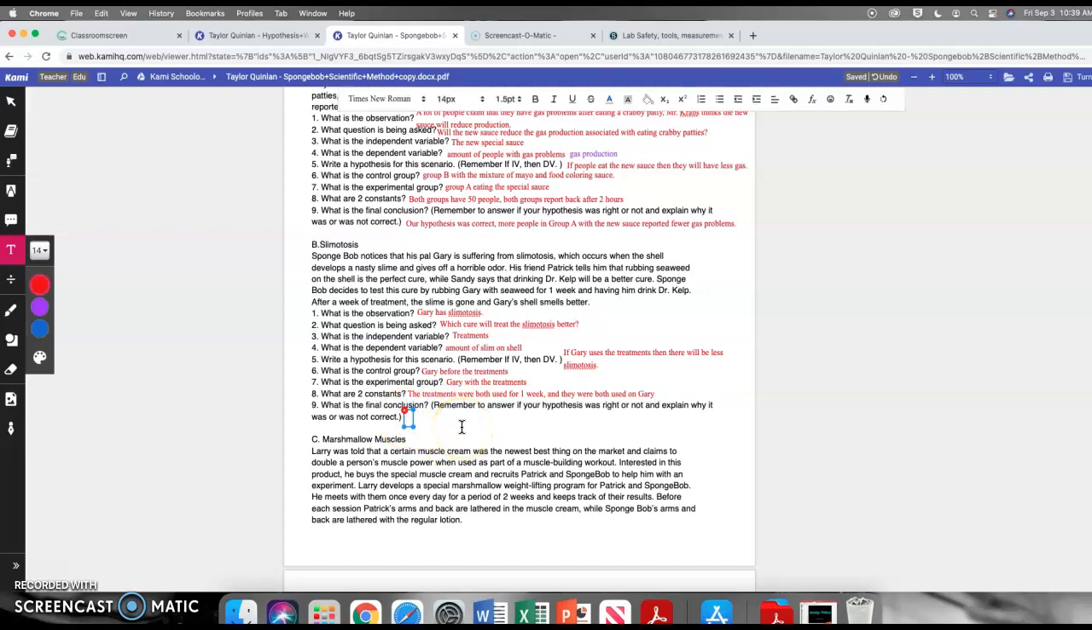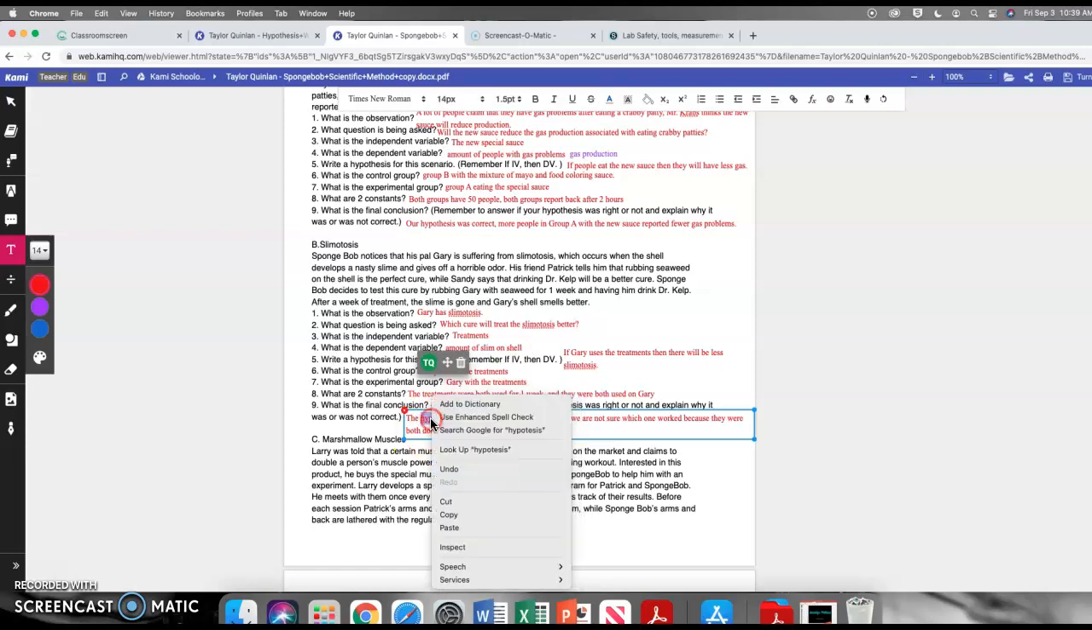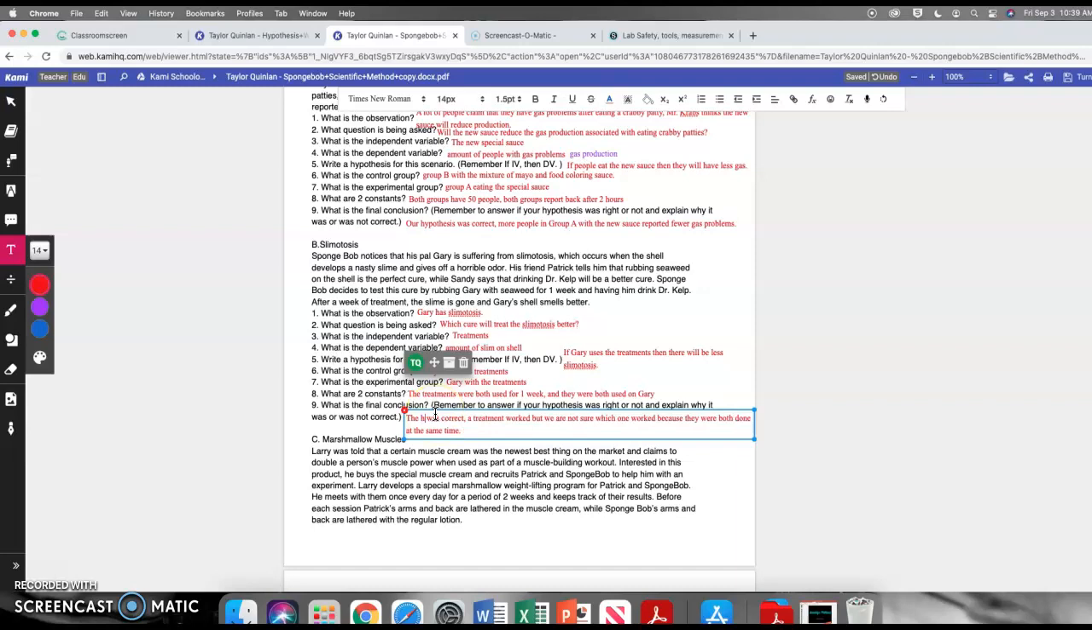Then our conclusion. Our conclusion was we don't know which one worked. So the hypothesis was correct. A treatment worked, but we are not sure which one worked because they were both done at the same time. So this was a really bad experiment. We don't know which one worked because both the Dr. Kelp and the seaweed rub were used the exact same time. So we're going to say that yes, our hypothesis was correct. A treatment worked, but we don't know which one worked because they were both done at the same time.